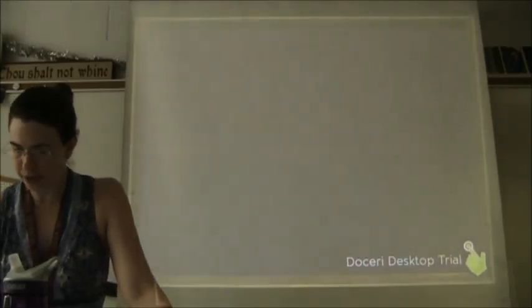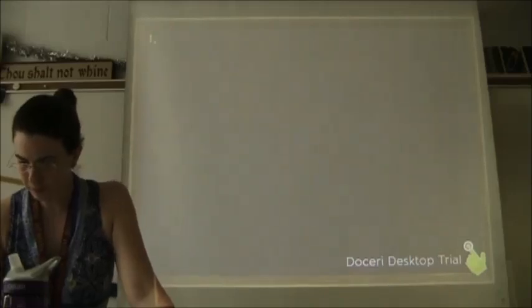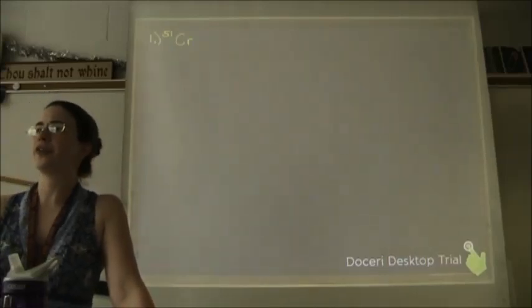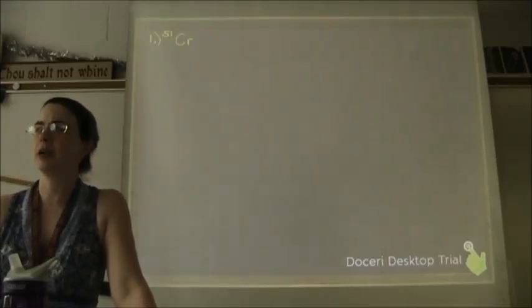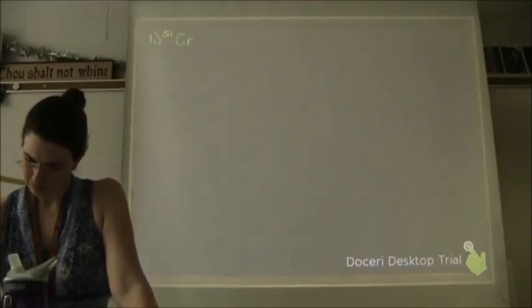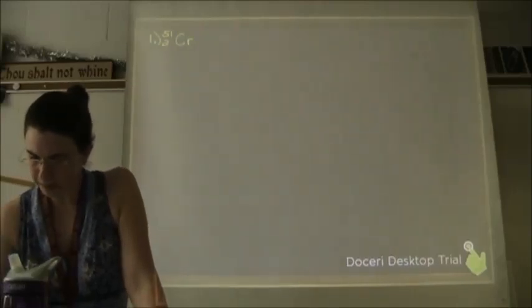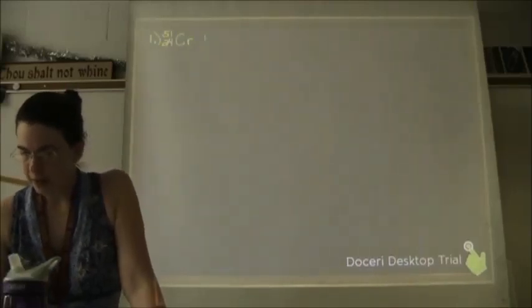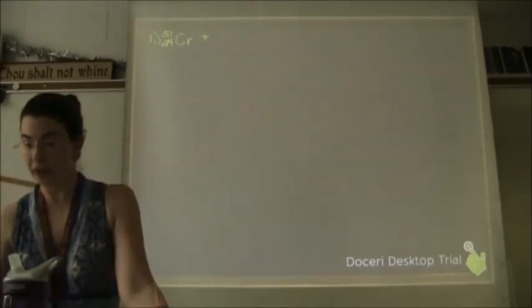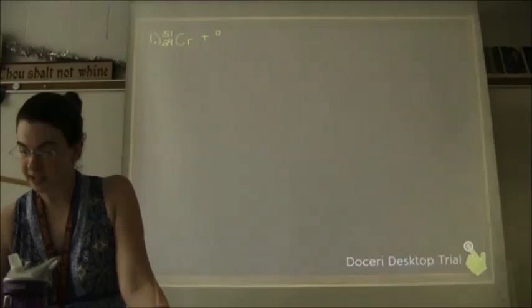So it says chromium-51 decays by electron capture. So chromium-51, and what is chromium's atomic number? Someone tell me. 24, okay. And it's electron capture. Remember, that means it's on the reactant side.